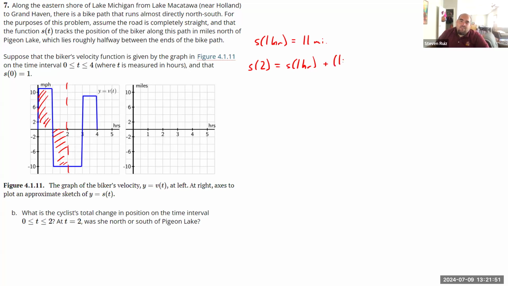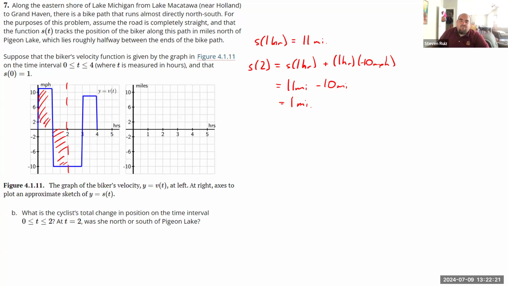So that's going to be over 1 hour. So from hour 1 to hour 2. And then what is the velocity over that time? It's a constant negative 10 miles per hour. So S of 2 will equal S of 1, which is 11 miles, plus this area, which is negative 10 miles. And that gives me a position of 1 mile. So her total change of position was 1 mile.